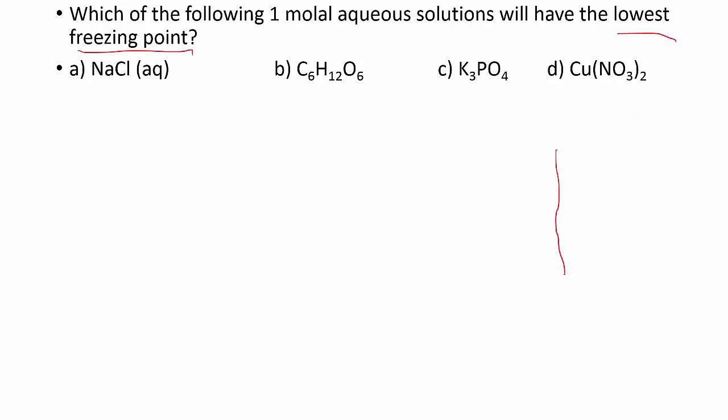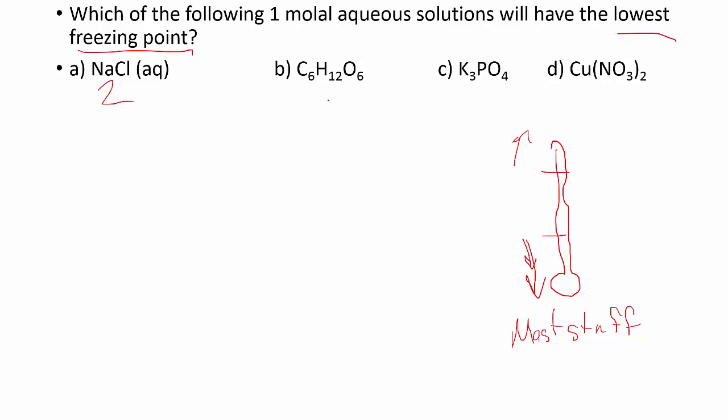Which of the following 1 molal aqueous solutions will have the lowest freezing point? So again, I like to draw the thermometer. You go, all right, boiling point, freezing point. Freezing point drops, boiling point goes up. All right, lowest freezing point means I went down the most, which means the most stuff. So again, got 2 particles, 1 particle, 4, and 3. So which one's going to have the lowest freezing point? K3PO4.